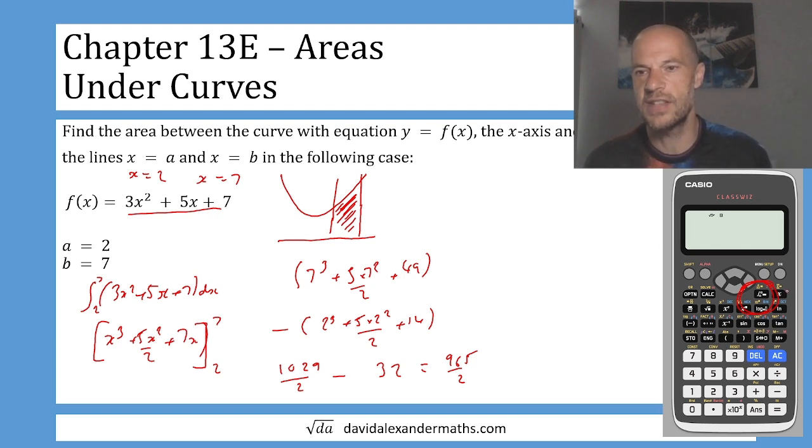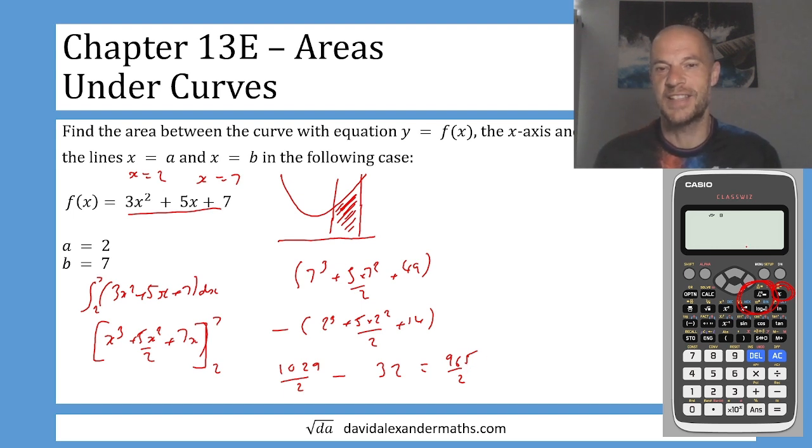So this is the x button here. So 3x squared plus 5x plus 7. And then you just have to hit the down and the up button so that you will get your upper and your lower limits, and just press equals. And if you're getting 965 over 2, then you know you've got it right. If you don't get 965 over 2, then you've obviously done something wrong.